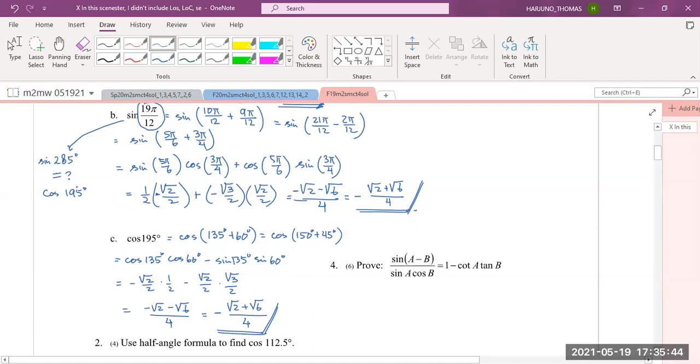Is it true? Okay, just out of curiosity, how do we show that these two numbers are supposed to be equal? Look at the reference angle. Sine 285 degrees is equal to negative, it's quadrant 4, right? It's equal to negative sine 15 degrees. Okay? Which is equal to negative cosine 75 degrees.